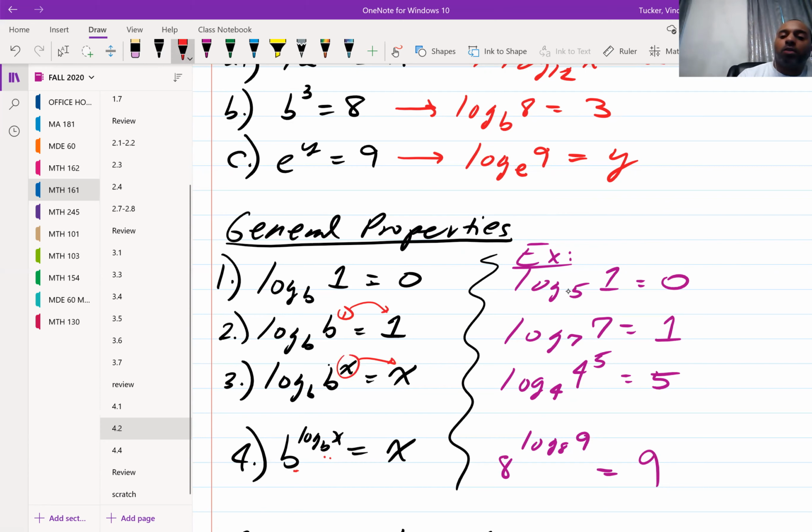All right. So over here on the right, just put some numbers on it. Log base 5 of 1 is 0. Log with any base applied to 1 would be 0. Log base 7 of 7 simplifies to 1. Log base 4 of 4 to the 5th power simplifies to just 5. And then 8 to the log base 8 of 9 is going to simplify to just 9.